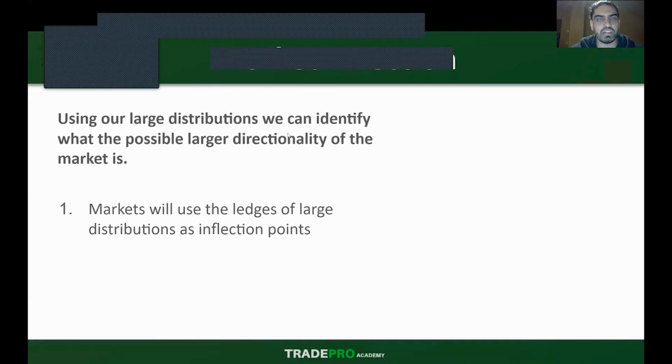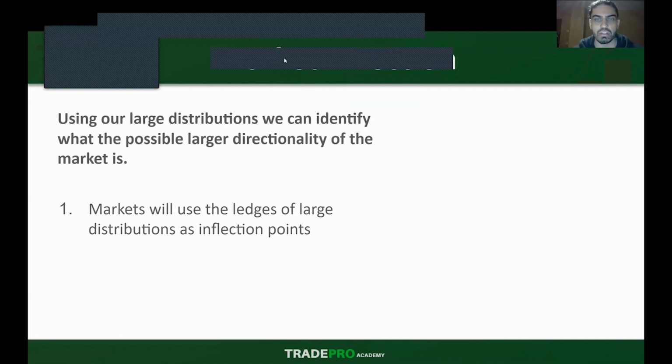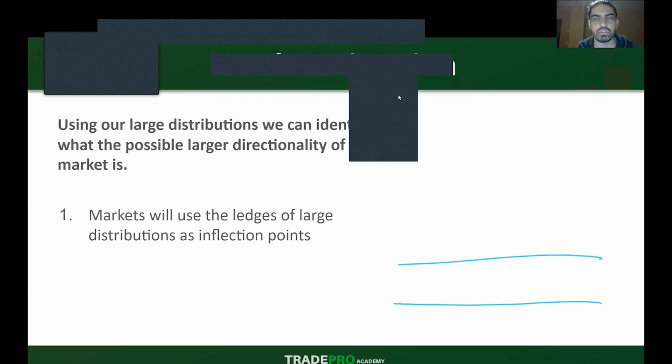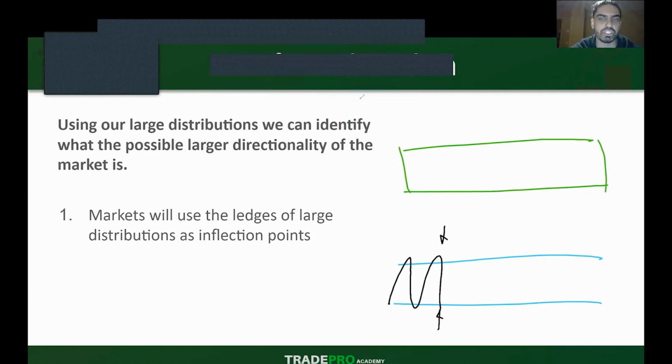So using our large distributions, we can identify what the possible large directionality for the market is. Markets are going to use ledges of larger distributions as inflection points. What I mean by this is, let's draw out two distributions here. We can draw the blue distribution down at the lows, and then we have the green distribution here at the highs. So this is one distribution, below is another. What generally happens is price rotates and holds the rejection of the distributions of the prices within it.